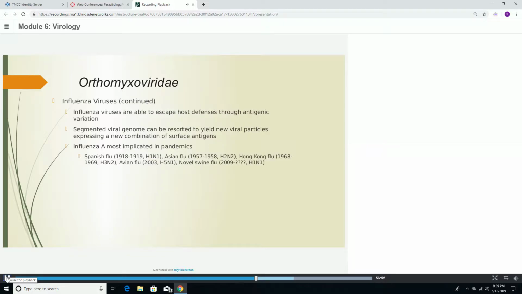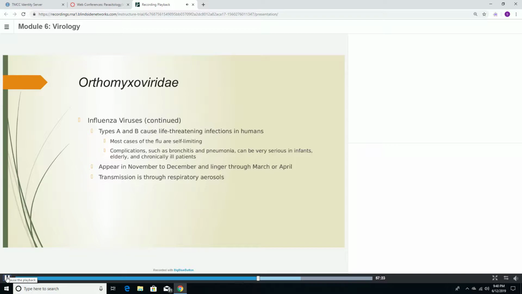Influenza viruses are able to escape host defenses through antigenic variation. The segmented viral genome can be reassorted to yield new viral particles expressing new combinations of surface antigens. What we need to know here mostly is that influenza A is the most implicated in pandemics. A pandemic is a worldwide infection. So things like the Spanish flu, Asian flu, Hong Kong flu, avian flu, and then swine flu or H1N1.